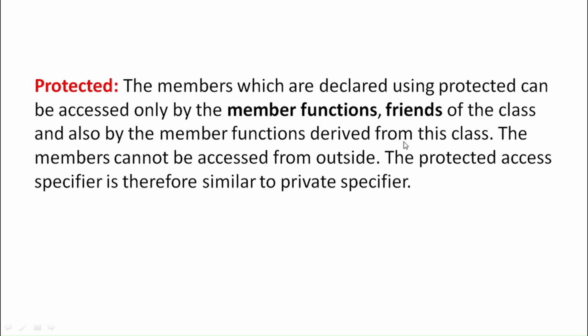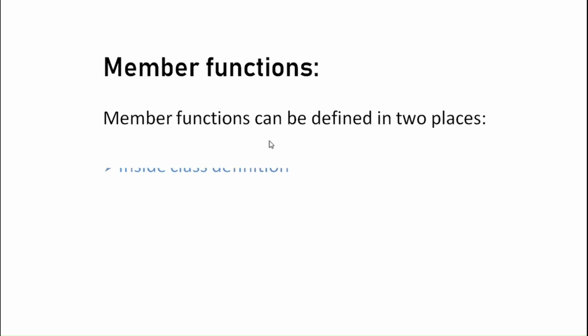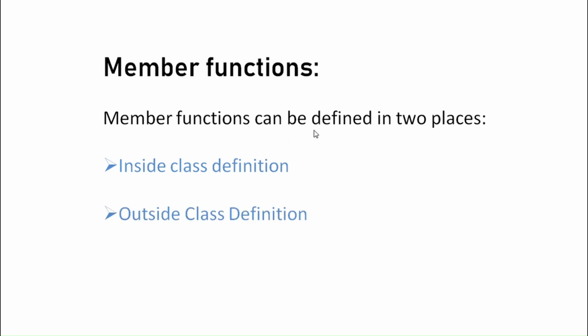and the members cannot be accessed from the outside, and this is the only difference we have in the protected access specifier. Now we will see where and when the member functions can be defined. The member functions can be defined in two places. One is inside the class definition and the other is outside the class definition.